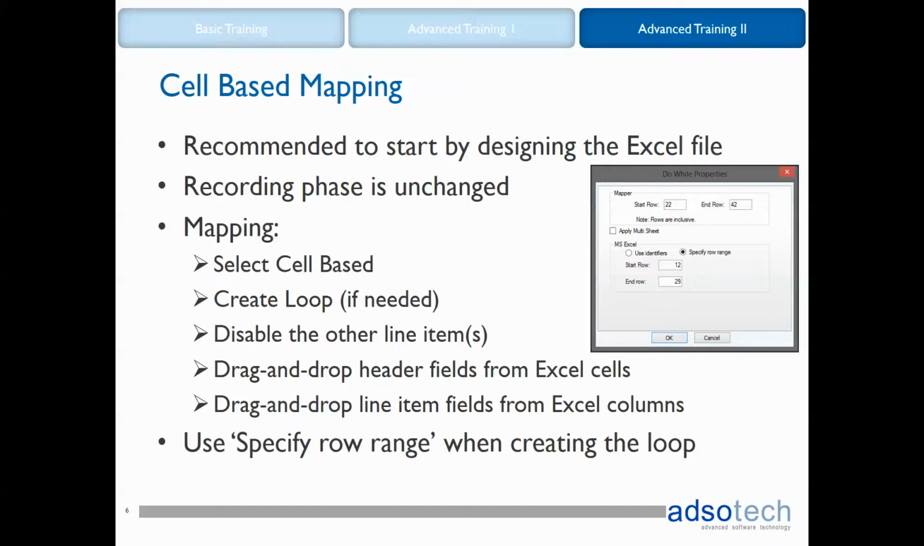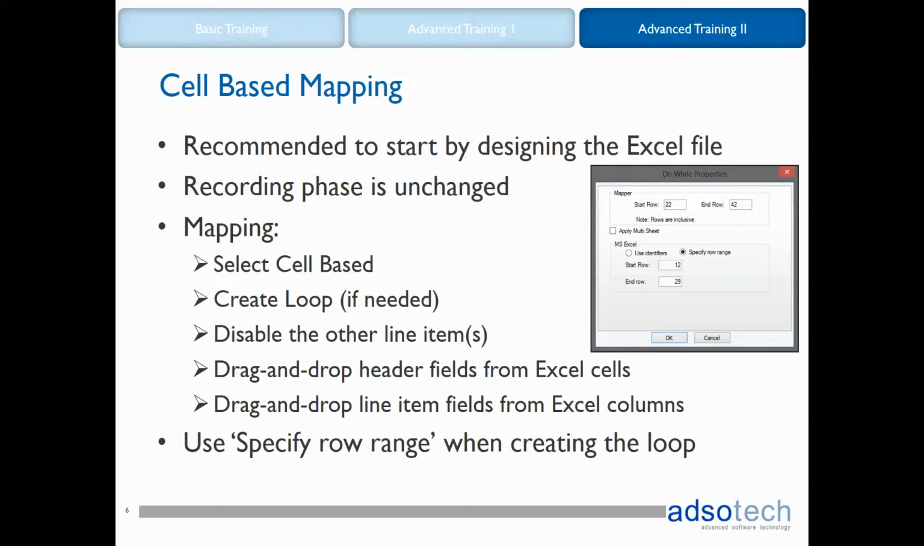If you create a loop, you should use specify row range as your option. That way you can actually tell the system which rows in Excel will contain your line items. So you don't need any identifiers or indicators such as H and D that we have used previously with a loop. With the cell-based mapping, you just specify the range of rows where you might have line item data.